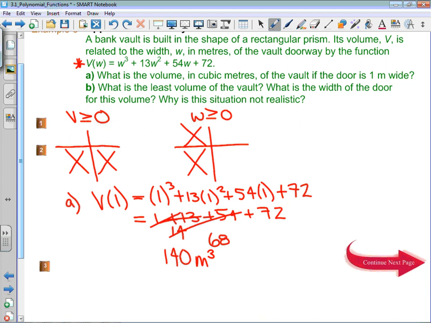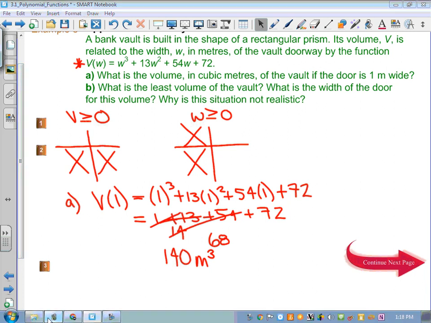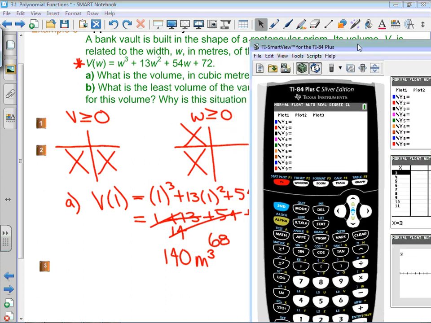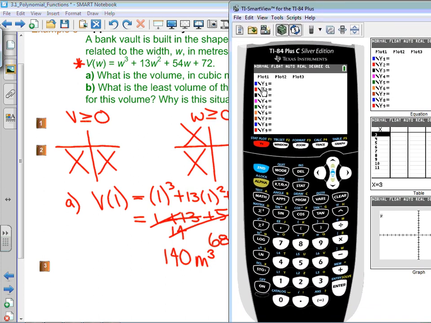All right, the second part, B, wants us to find the least volume of the vault, and then what's the width of the door at this volume? We are going to learn how to do this algebraically, but not until calculus itself. So for this we're going to graph our function, so you'll need your calculator. In y1, it's really important that V is represented by y and W is represented by x. So V, or y, is equal to x cubed plus 13x squared plus 54x, finally plus 72.